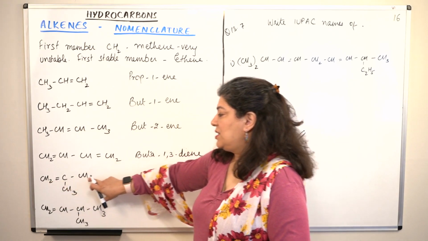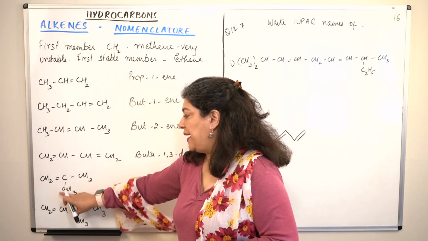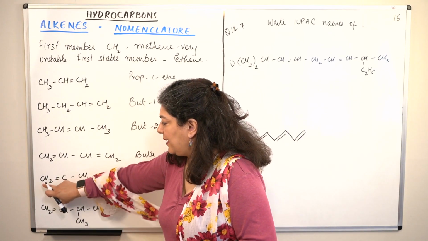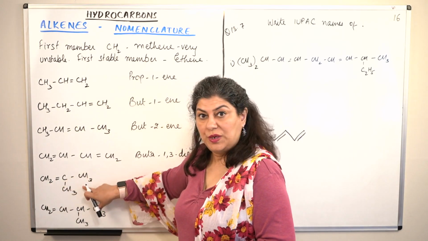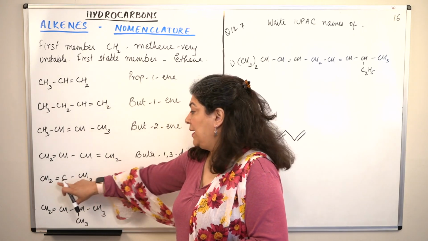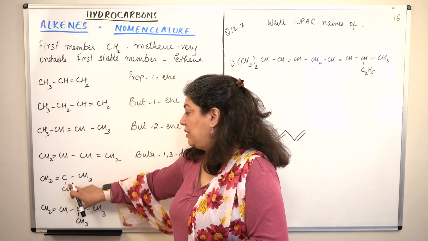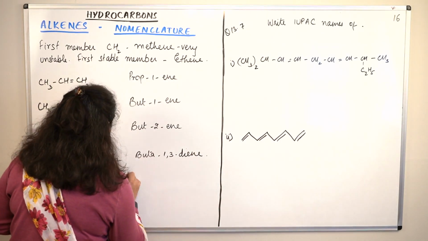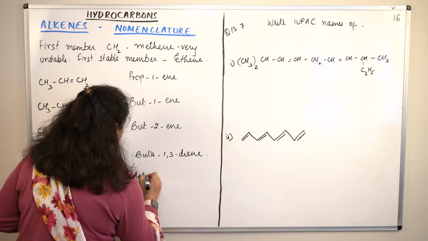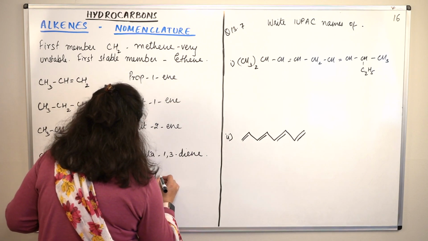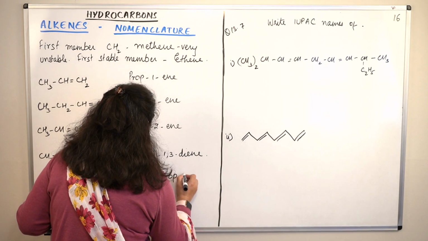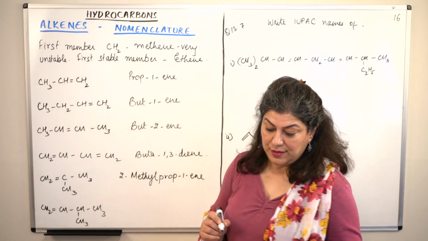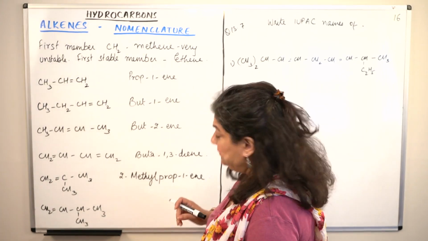Now this is propene and it has got a branch, a methyl group on the second carbon. So I'll count from this direction, 1, 2, 3. So this is prop-1-ene, but the methyl is on the second carbon. So you write the substituent first. 2-methylprop-1-ene, 2-methyl propene.